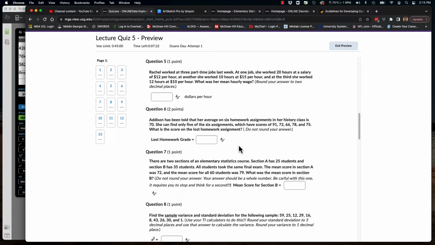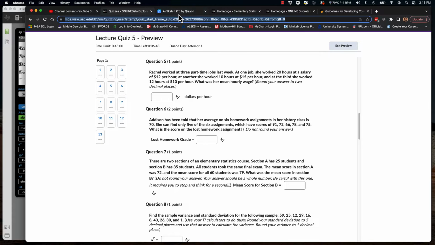In this case, we've got Addison, and she's been told that her average on 6 homework assignments in the class is 70, and she can only find 5 of her original assignments and wants to know what the missing score was. I don't know when this would really happen in real life, because most of the time your instructors are pretty good about putting all your scores in places where you can see them, but you never know. So we know that 5 of her scores are 91, 72, 66, 78, 75. And we need to figure out what the score was on her 6th assignment that she's missing.